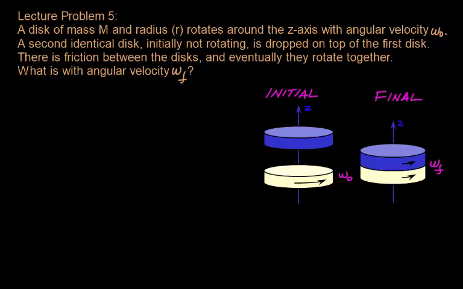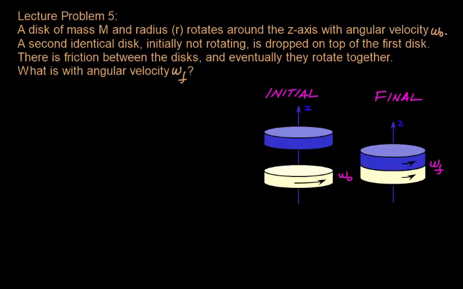Lecture problem 5. A disk of mass m and radius r rotates around the z-axis with an angular velocity omega 0. A second identical disk, initially not rotating, is dropped on top of the first disk. There is friction between the disks, and eventually they rotate together. The question: what is the angular velocity omega final?